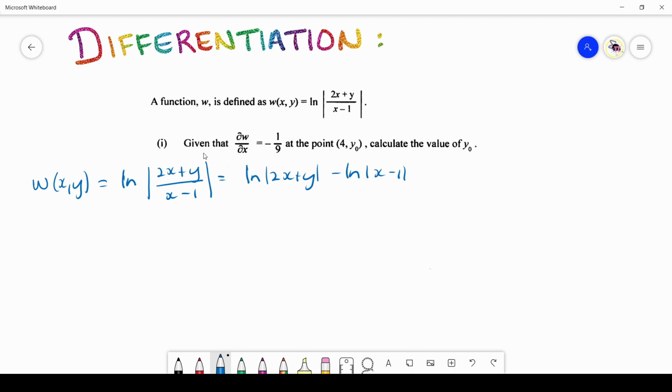They say part one: given that ∂w/∂x is equal to negative 1 over 9 at the point (4, y0), calculate the value of y0. Now, you need to be able to recognize the type of notation they have. This is ∂w/∂x. This is partial, right? This is partial derivatives.